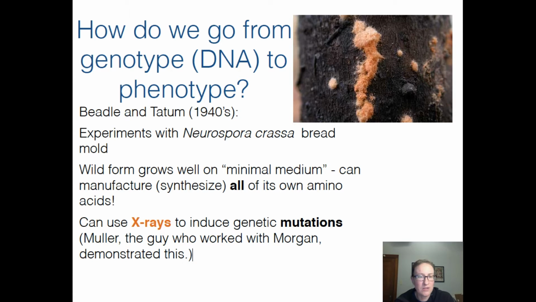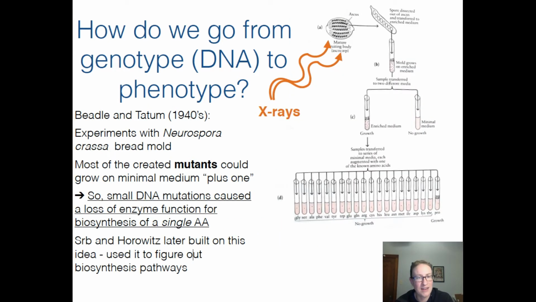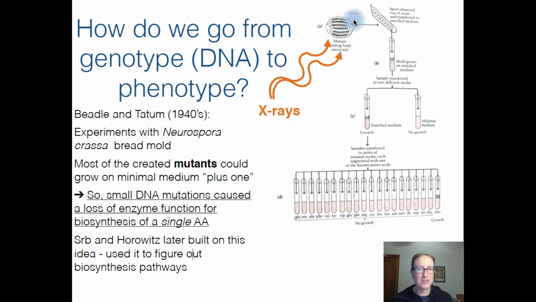And Beadle and Tatum also knew that it's possible to use X-rays to induce genetic mutations into an organism. So they learned this from a guy named Muller who worked with Morgan, right? And so if you remember, Morgan was very much in the business of inducing mutations in fruit flies. So what they did is, with their experiments with this bread mold, they applied X-rays to the bread mold, and then they took spores from the X-rayed bread mold, and they transferred those spores to what's called an enriched medium.